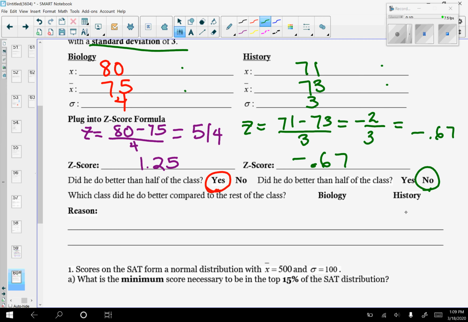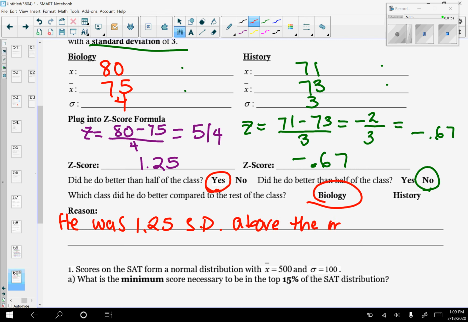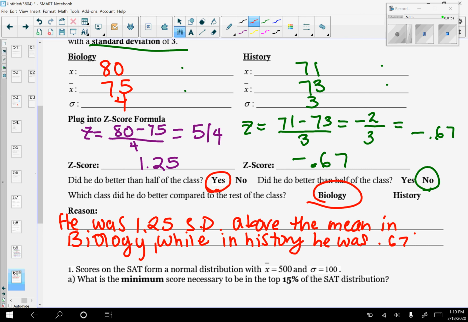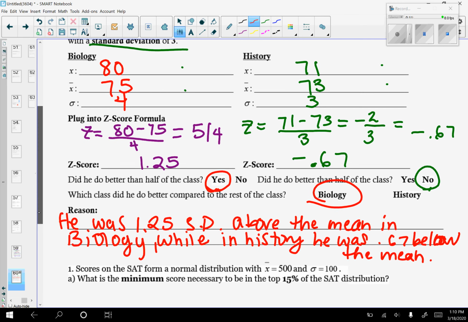Which class did he do better in? Well, he obviously did better in biology. He was 1.25 standard deviations above the mean in biology, while in history he was 0.67 below the mean.